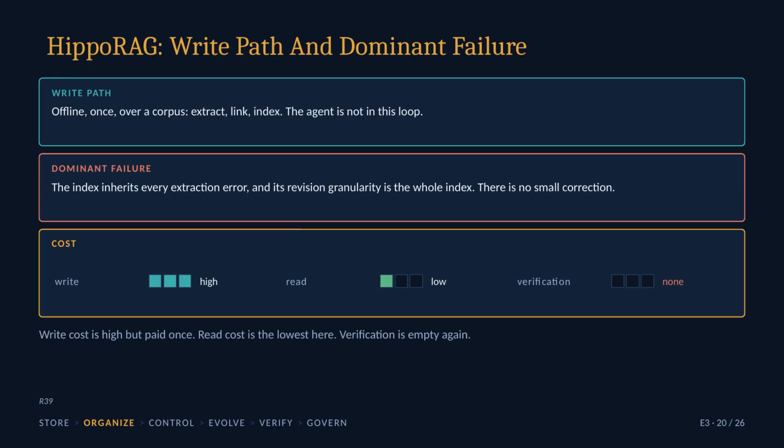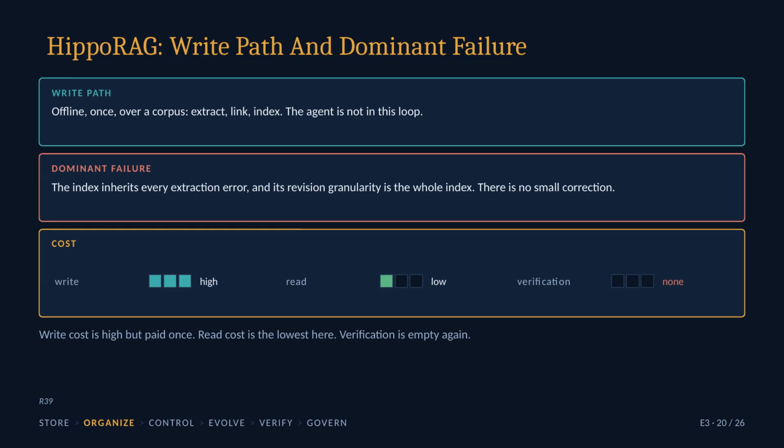The write path runs once, offline, over a corpus: extract, link, index. The agent is not in that loop at all. The dominant failure is that the index inherits every extraction error, and its revision granularity is the entire index. There is no such thing as a small correction. On the cost panel, note that the write gauge is high but paid once rather than per observation, which is a genuinely different kind of cost from A-MEM's. Read cost is the lowest of the 4.